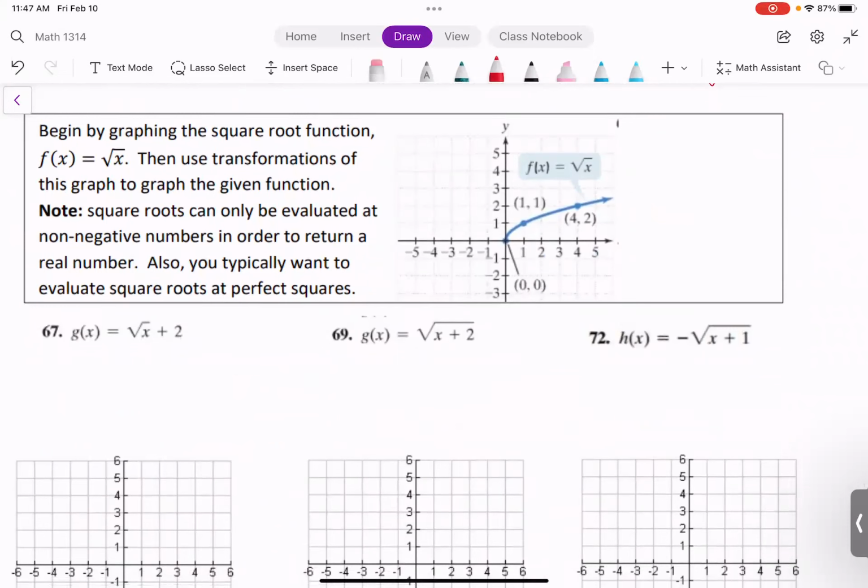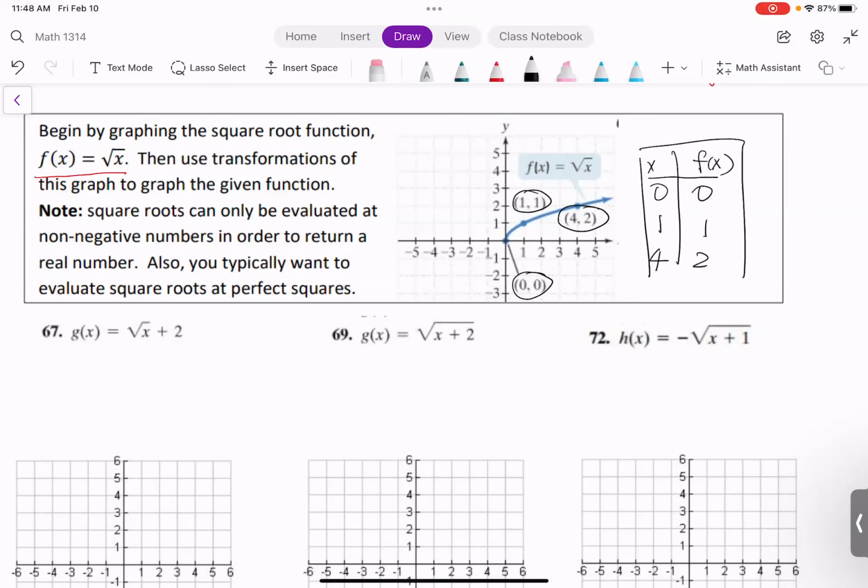Now the lecture notes provide us the new function f of x equals square root of x, and it gives us the graph and also shows us the 3 key points. So let's list them in the table: x and f of x are 0, 0, 1, 1, and 4, 2. We can box them.